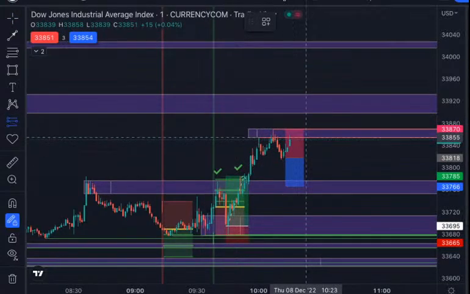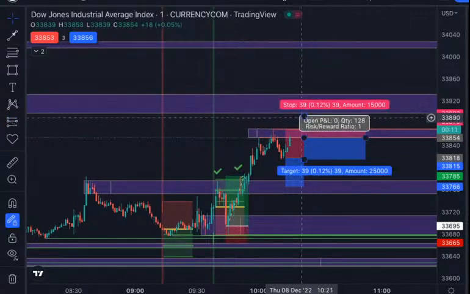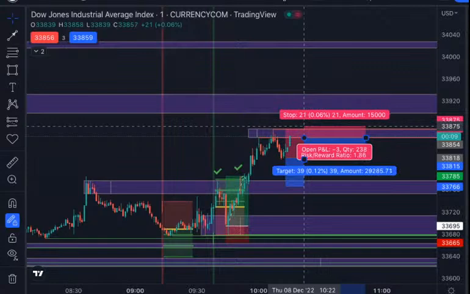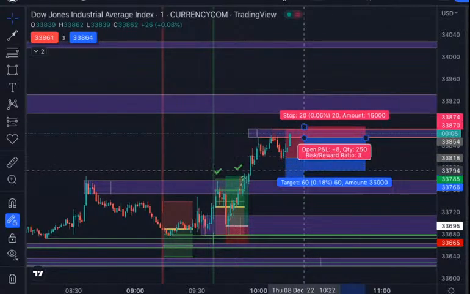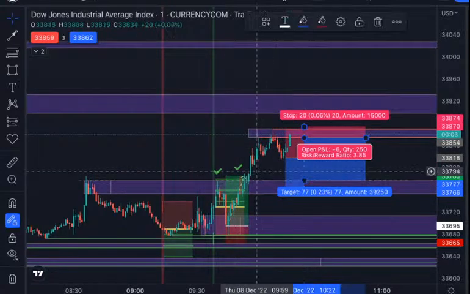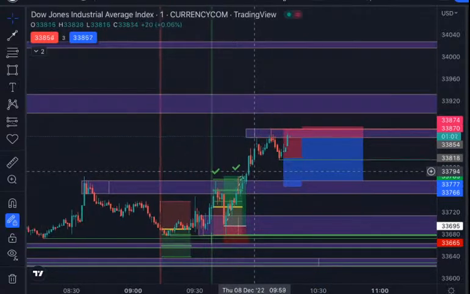Is that the setup right there though? Is this the setup? Talking about a 20-point stop loss? Will it hold though? That is the question. Will it hold? Uh-oh, we got some support right there.